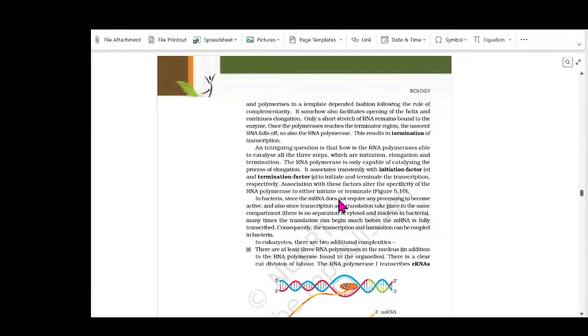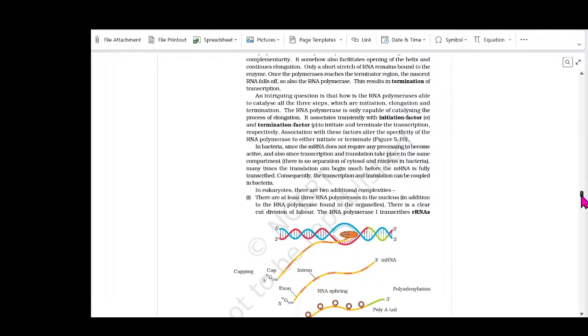In bacteria, since the messenger RNA does not require any processing to become active, and also since transcription and translation take place in the same compartment, many times the translation can begin much before the messenger RNA is fully transcribed. Consequently, transcription and translation can be coupled in bacteria.